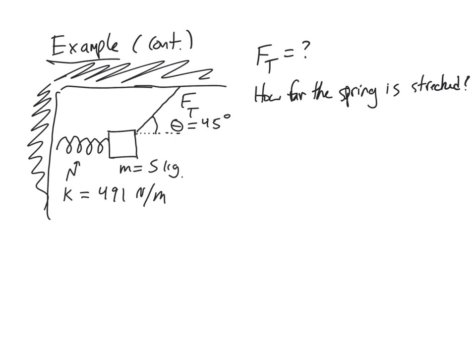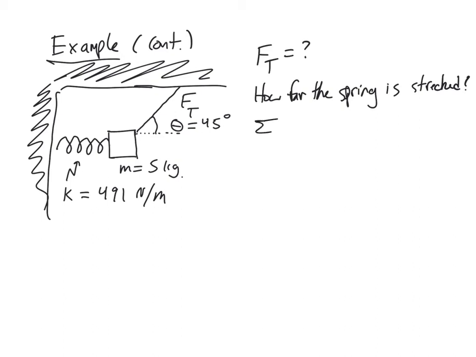Of course, we can kind of assume that the spring is being stretched and not compressed because the direction of the tension force is away from the spring. So I think we can assume that the spring is indeed going to be stretched and not compressed. Okay, so how are we going to solve this problem? Clearly this is a Newton's law problem because we have a bunch of forces keeping this block in equilibrium.